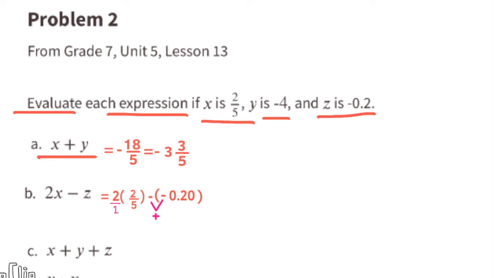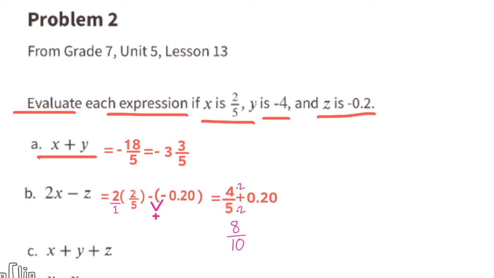Since 2 times 2/5 equals 4/5, we can rewrite this expression as 4/5 plus 2/10. In order to add fifths to tenths, we need to find a common denominator. Let's turn the fifths into tenths by multiplying by 2, and we need to multiply the numerator by 2. 5 times 2 is 10, and 4 times 2 is 8, turning 4/5 into 8/10. Now we have 8/10 plus 2/10.